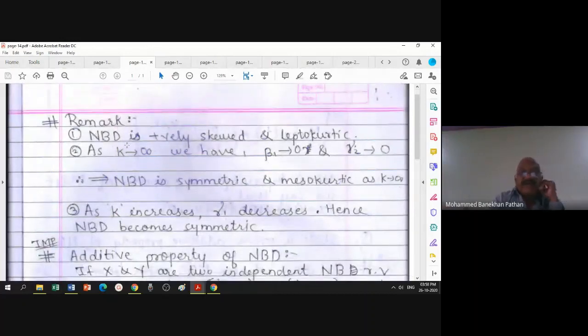Remark: NBD is positively skewed and leptocurtic. As k tends to infinity, we have beta 1 tends to 0 and gamma 2 tends to 0. That means if I speak for limiting distribution of NBD, limiting distribution of NBD becomes symmetric, that is a mesocurtic, if k number of successes are large. This easily you can see from previous slide.